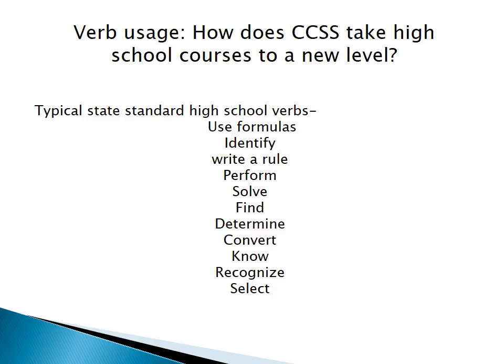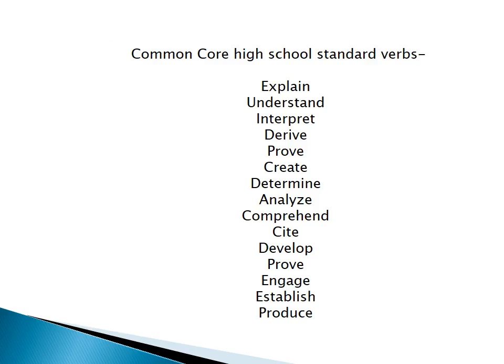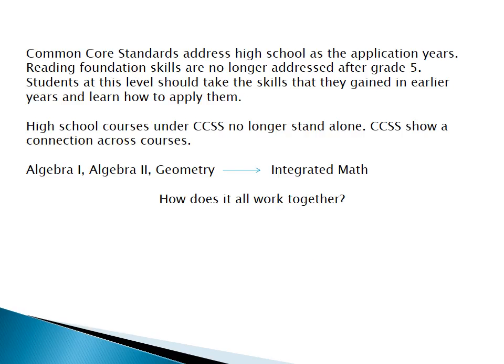So when we look at Common Core high school standards, we're going to have words like explain, understand, interpret, derive, prove, determine, analyze, comprehend. So our depth of knowledge is taken to a higher level, where students are no longer just required to know information but to apply information. Whenever we're looking at these as being the application years, we are even looking at a difference in how the courses are designed.